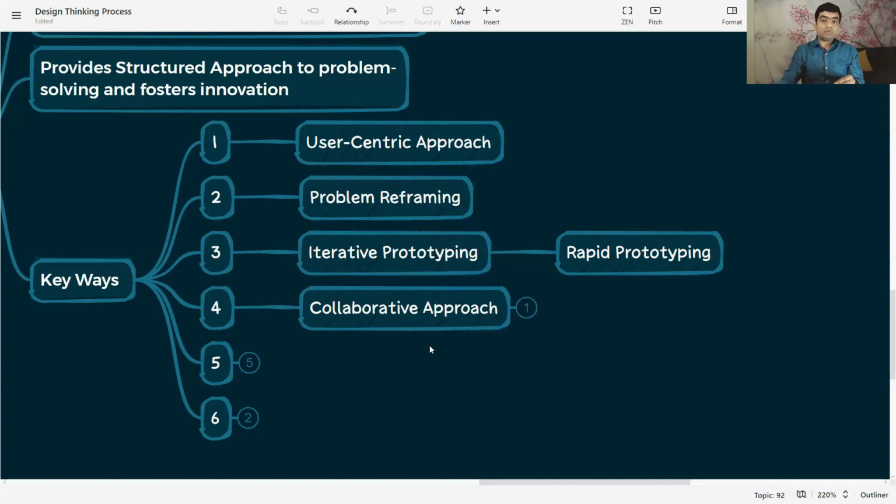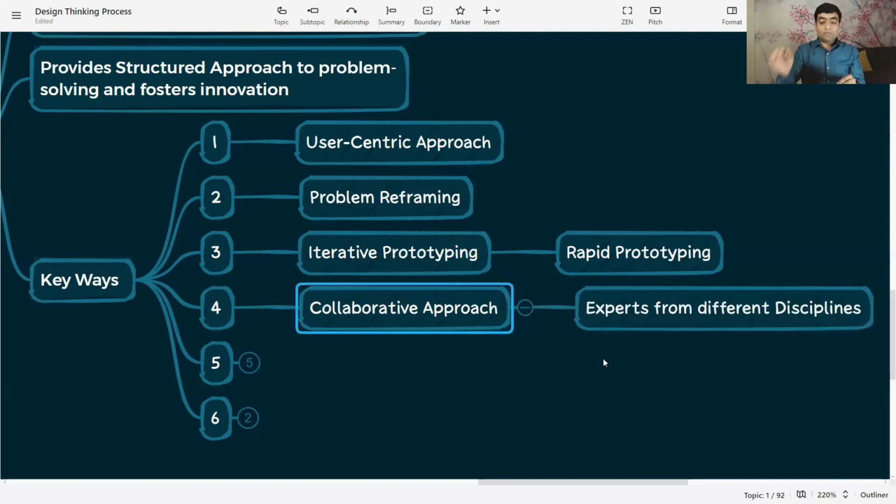Then the collaborative approach. The design thinking process gives you a collaborative approach. Experts from different disciplines, like engineering, sales, marketing, and production, can collaborate with each other and create innovative products. Everyone's input is necessary, right? The salesperson's input, the marketing person's input, the design person's input is necessary. So this is called the collaborative approach, and design thinking collaborates all the experts from the different disciplines.